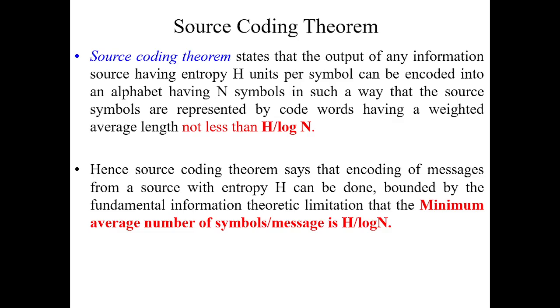In the source coding theorem, the output of any information source having entropy H per symbol, encoded with an alphabet of n symbols, will be represented with an average length not less than H divided by log n. So the source coding theorem states that encoding of messages from a source with entropy H is bounded by the fundamental limit H divided by log n, which is the minimum average number of symbols per message.